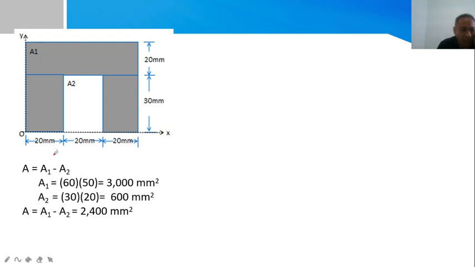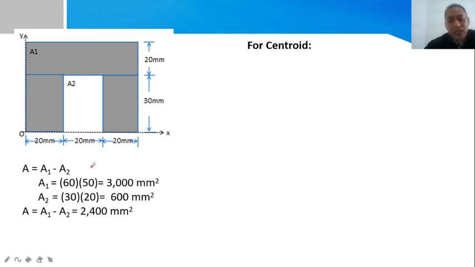Then I can determine my A1. My A1 is the product of 60 mm and 50 mm, so 3,000 square millimeters. My A2, which is to be deducted, is 30 times 20, that is 600. So the area of the shaded part is equal to 2,400 square millimeters. Take note of the area equation you have, because it will also be used in the moment equation to determine the centroid.